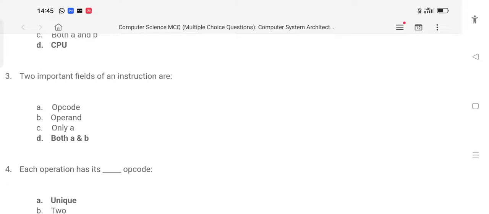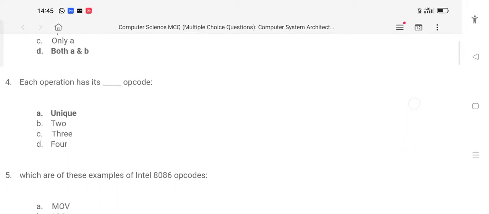இந்த ஃபீல்டு வச்சு தான் நம்ம மிஷினில் ரெண்டுமே ஆப்ரேஷன் பண்ண முடியும். அதுதான் ஆப்கோடு. ஆப்கோடுனா ஆப்ரேஷன் கோடு, ஆப்ரண்ட். இது ரெண்டுமே முக்கியமானது, இம்பார்ட்டன்ட் ஃபீல்டு. ஈச் ஆப்ரேஷன் ஹேஸ் இட்ஸ் ஓன் ஆப்கோடு, யூனிக்யூ ஆப்கோடு. ஆன்சர் யூனிக்யூ ஆப்கோடு.